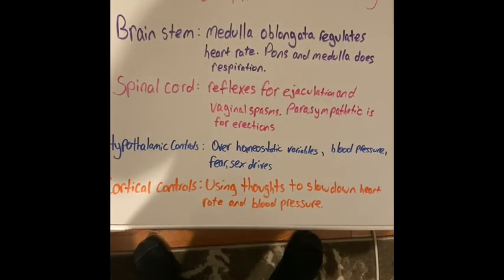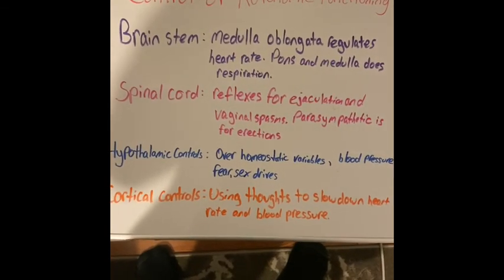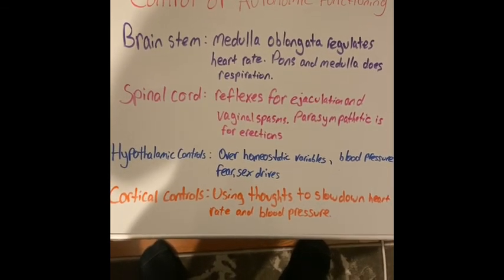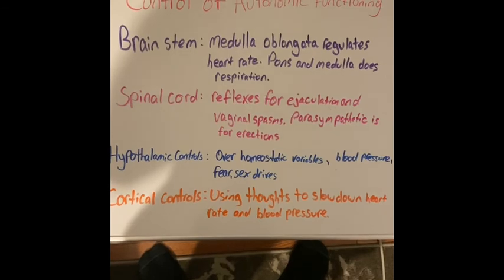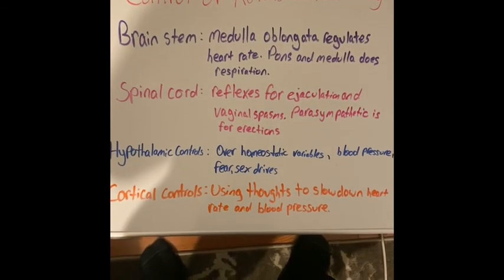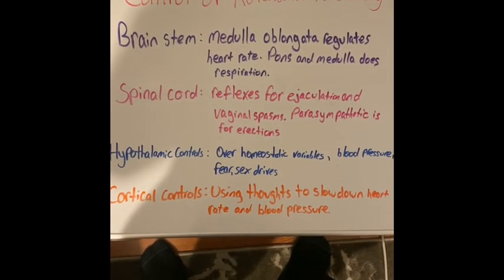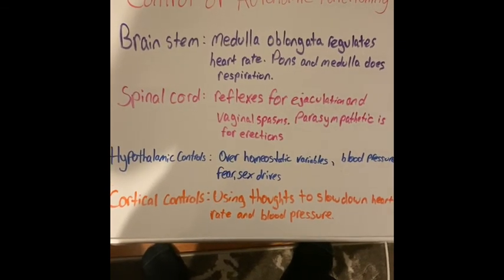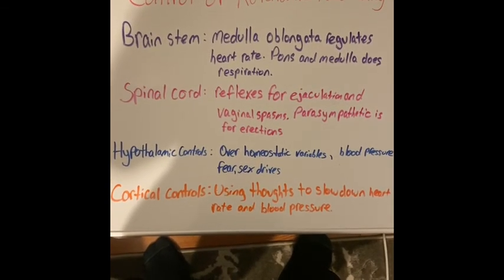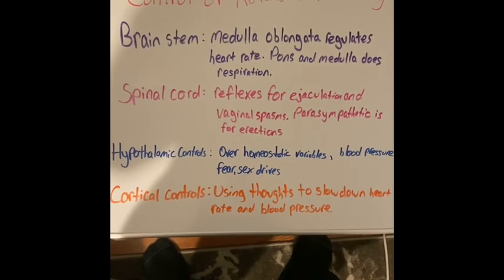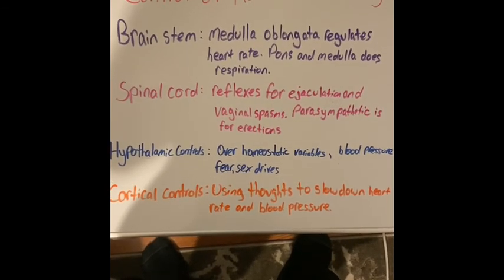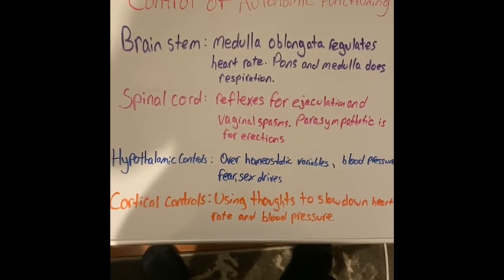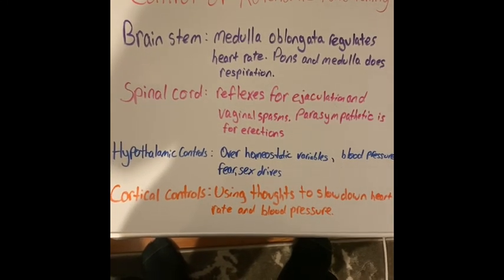So now we have control of autonomic functioning, and it's separated into four parts. The brainstem, you have the medulla oblongata, and that regulates the heart rate. The medulla also does respiration, but the pons does help out with that. The spinal cord, the sympathetic is responsible for like ejaculation and vaginal spasms, as the parasympathetic is for erections and reflexes of that sort of nature.